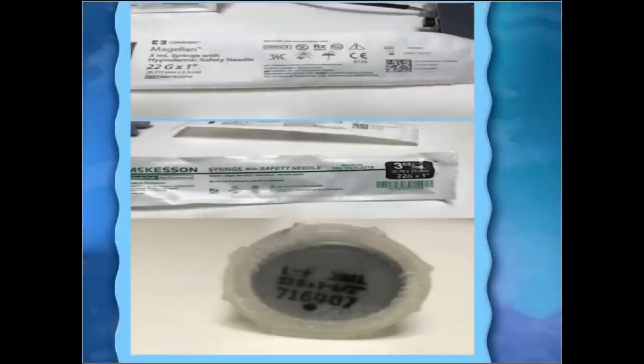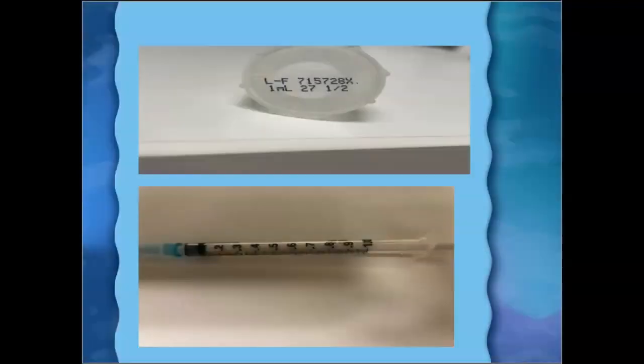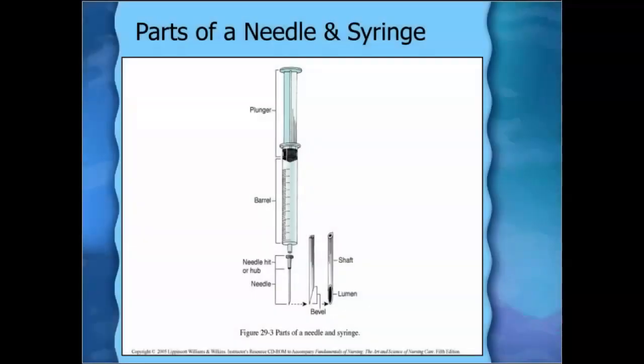So again, these are just closer up pictures. You can see with the one in the middle, it is a 22 gauge 1 inch needle. It is a 3 milliliter syringe. Top one, 27 gauge 1/2 inch needle. Bottom syringe, you can see it is a 1 milliliter syringe, right? So you can see how with the smaller syringes, you can taper down even tighter on the dose, right?